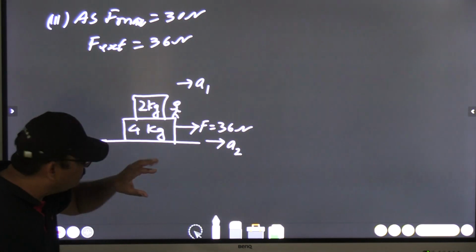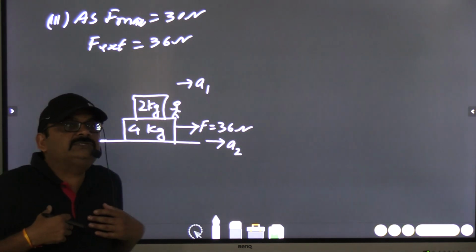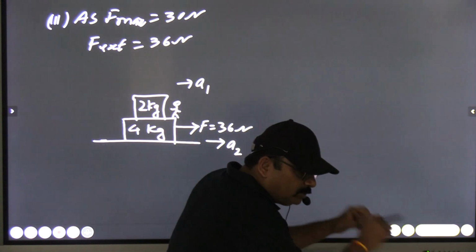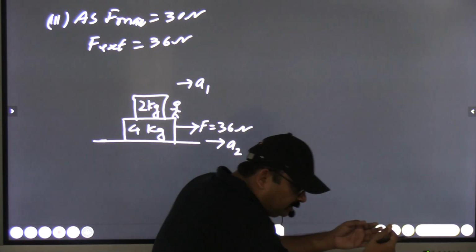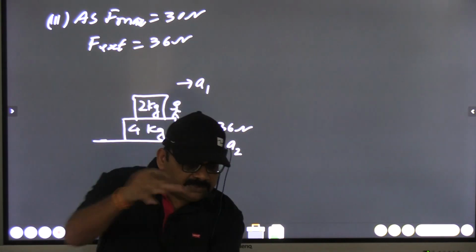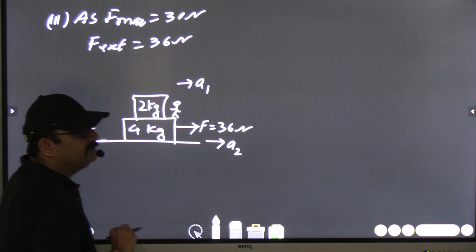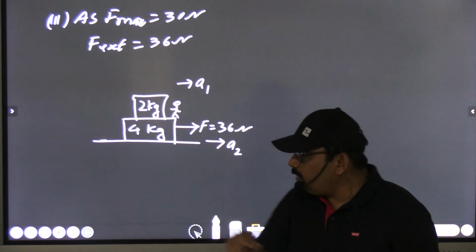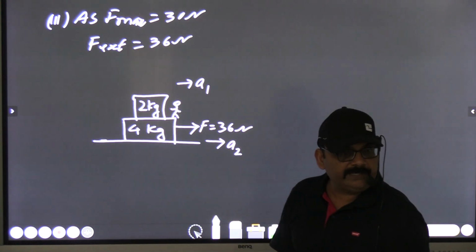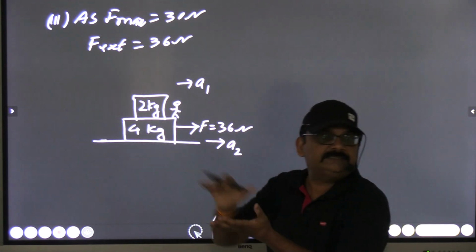Now since this body is accelerated and the observer is standing on the lower body, for this observer, as he is also facing the same pseudo force in backward direction, because the lower block is moving in this direction, upper block is having pseudo force in backward direction. The direction of pseudo force is opposite to the acceleration of the body in which it is placed, right? So basically the upper body tends to slide in backward direction, that is opposite to the acceleration of the lower body. Getting my point? So now there is a tendency of our upper block to slide in backward direction.